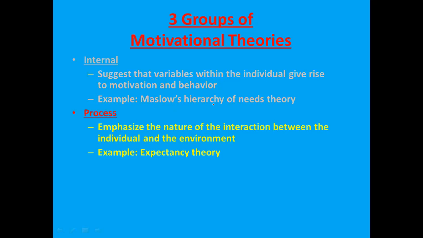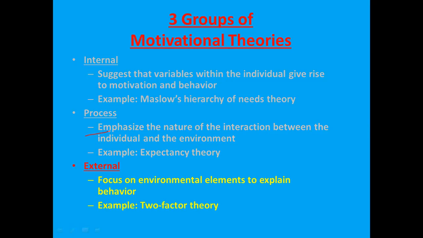Next, the second one is the process category. The process theory emphasizes the nature of the interaction between the individual and the environment. The individual should collaborate with the environment so that the process goes accordingly. The interaction should be very healthy, with some enhancement between the environment and the individual. Example: expectancy theory.